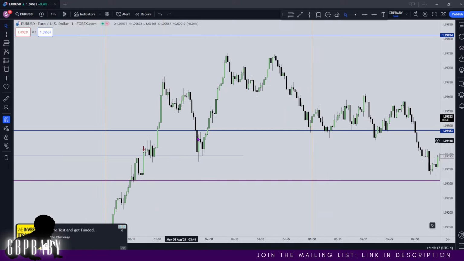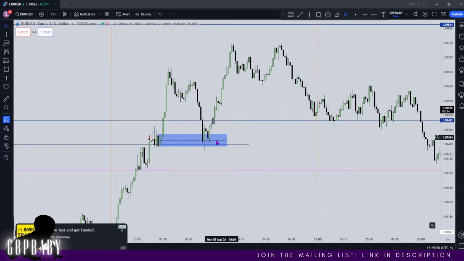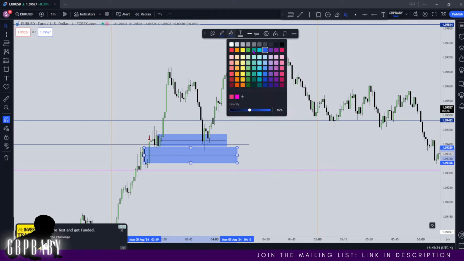So here I don't really see any setups. You can see we make a high, come down back into this order block right here. Again, respecting the 50% level, we have another bullish order block right here. Let's make this black.